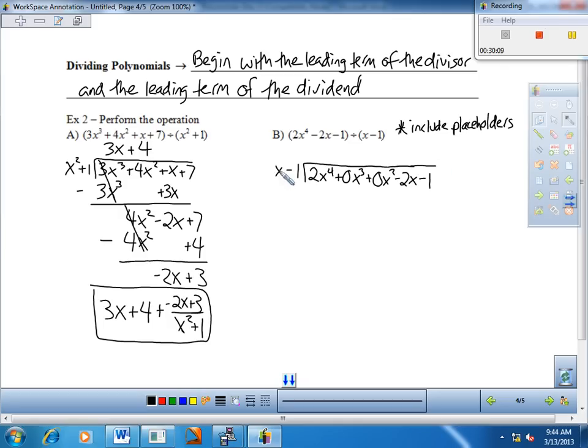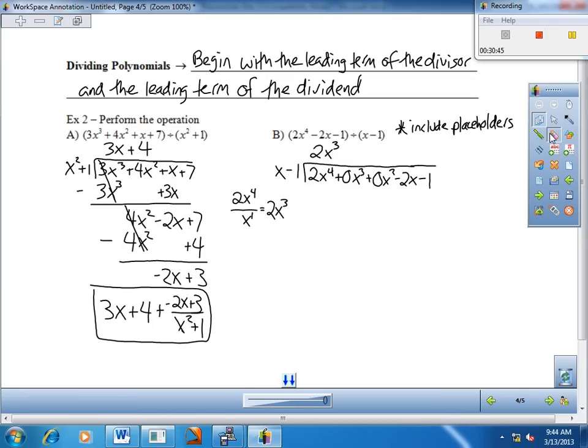Nice and straightforward. How many times does x go into 2x to the 4th? Again, if you can do it, get going on it. If you can't, this is what you're thinking of right here, something like that. How many times does x go into 2x to the 4th? 2 divided by 1 is 2. X to the 4th over x to the 1st is x cubed. And so the first part of our answer, 2x cubed. No question. All right, say goodbye to that, and let's keep it moving.